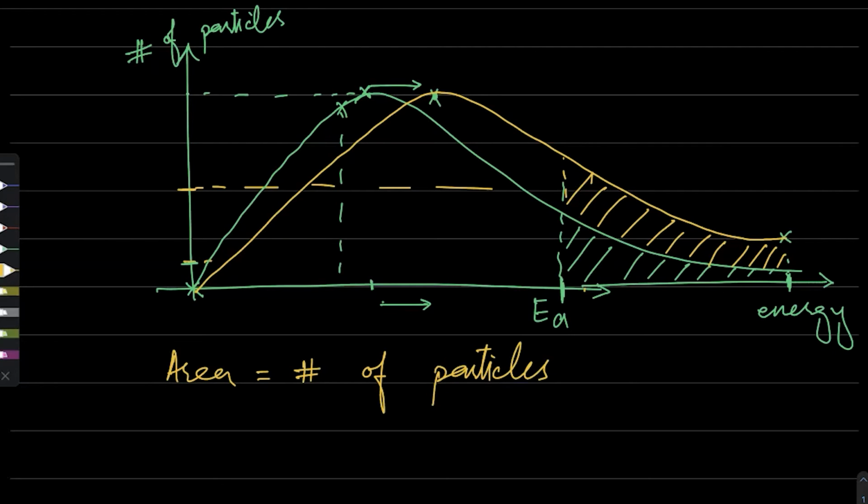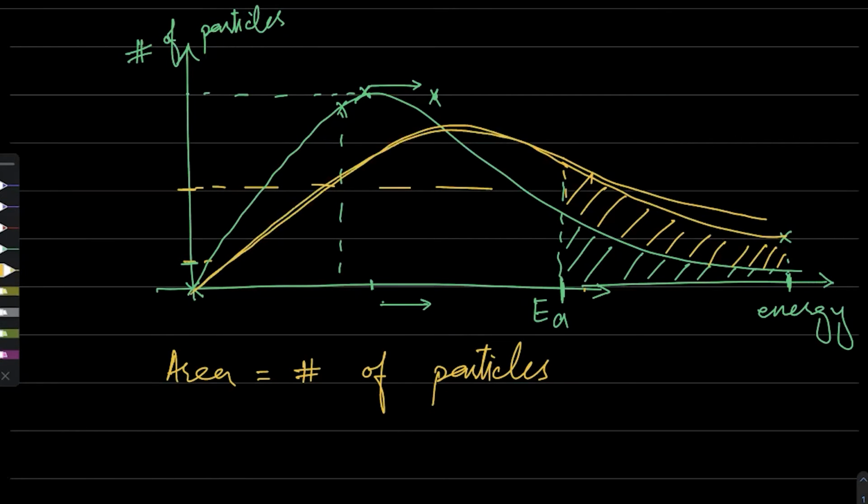Just like imagine a rectangle. If I want to make a rectangle of the same area, then if I make it longer, it will become a little shorter from the top, if I want to keep the area the same. And that's what happens to this curve, that instead of having something like that, it will be something like this. So the height is going to go down because more particles are going towards the right, but area remains the same because the number of particles is the same.